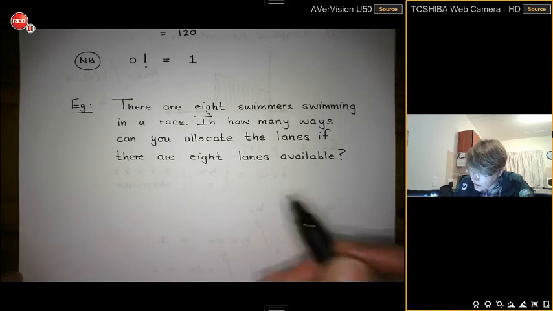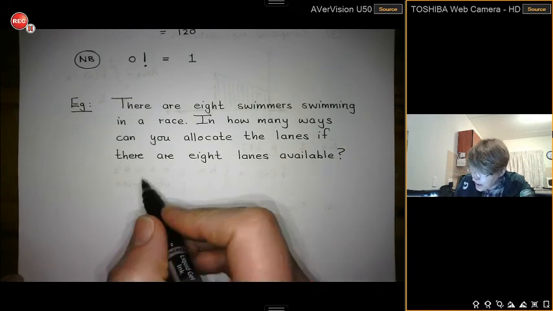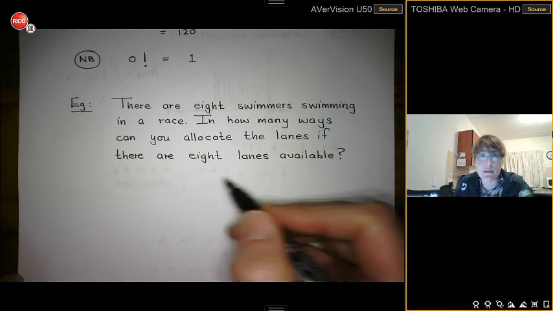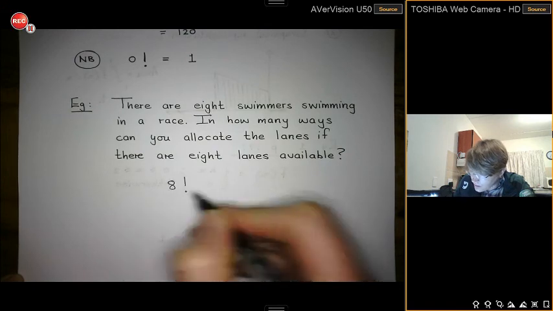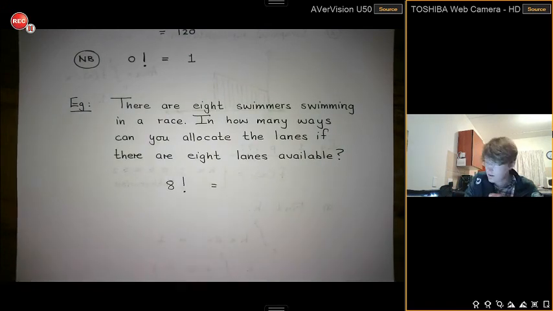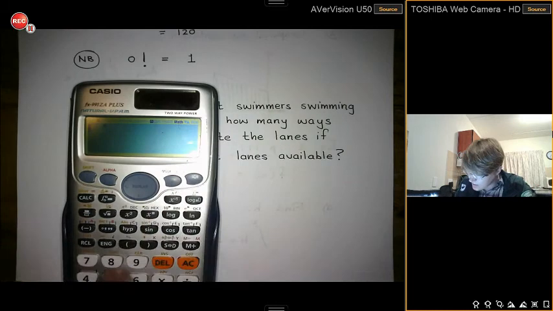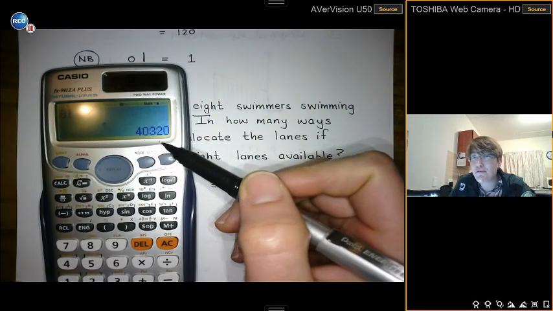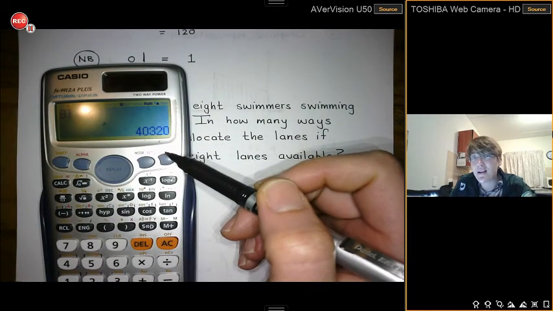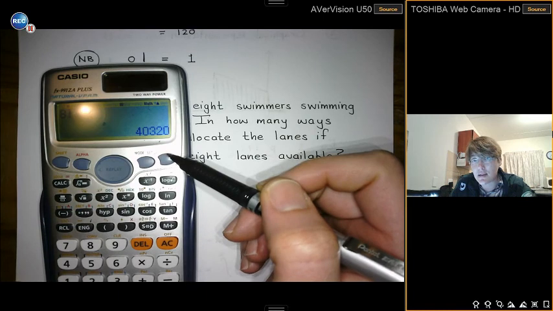So all I'm going to do here is say, yes, it is 8 times 7 times 6 times 5 times 4, but it's much easier just to say 8 factorial and put that into my calculator. So 8 shift factorial equals, and that gives me, believe it or not, 40,320 different ways in which you can allocate these 8 swimmers into 8 lanes of a swimming pool.